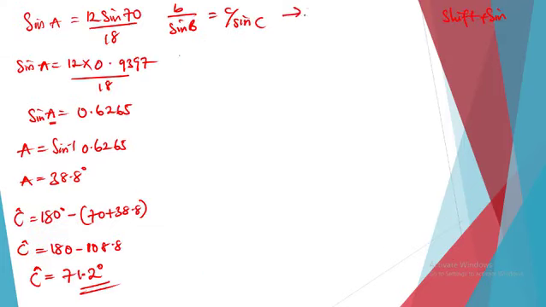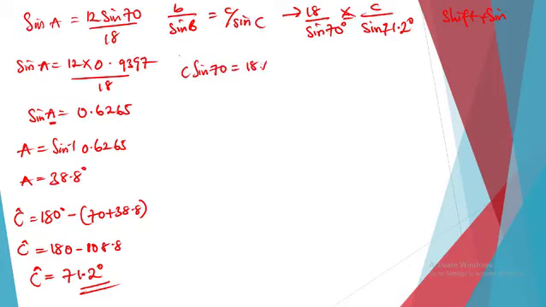We have 18 over sine 70, since the angle at B is 70, equal to C, which is not given, all over sine 71.2 degrees. If we cross multiply, we have C sine 70 equal to 18 times sine 71.2 degrees. Then C is equal to 18 times sine 71.2 degrees all over sine 70.